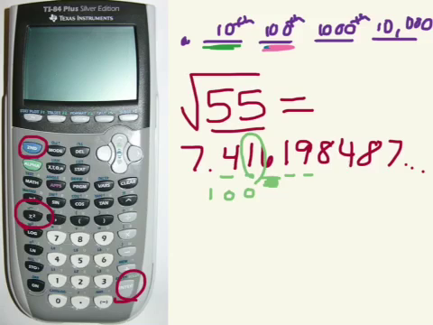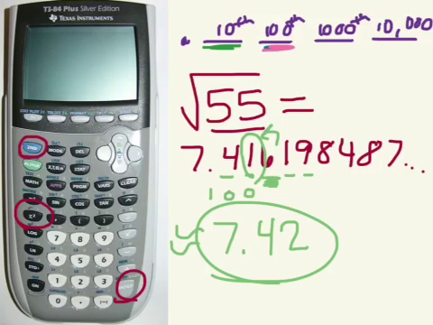Now, is 6 greater than 5 or less than 5? It's greater than 5, so the 6 is going to round that 1 up to the next highest number, which is 2. So my approximation then will be 7.42, and that's my approximation to the hundredths place for the square root of 55. Make sure you have these notes in your notebook.